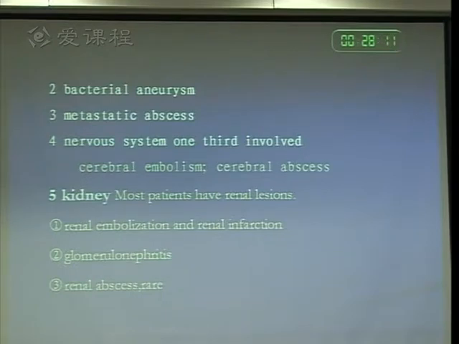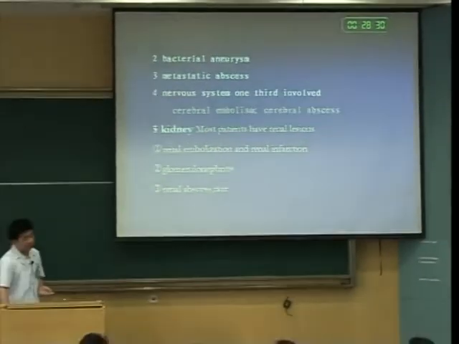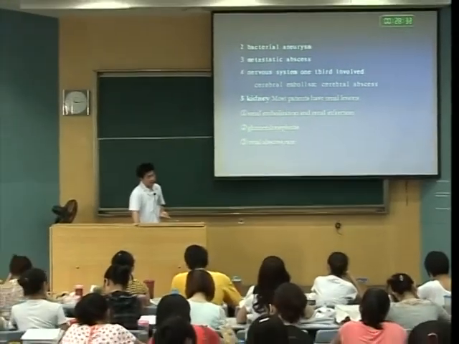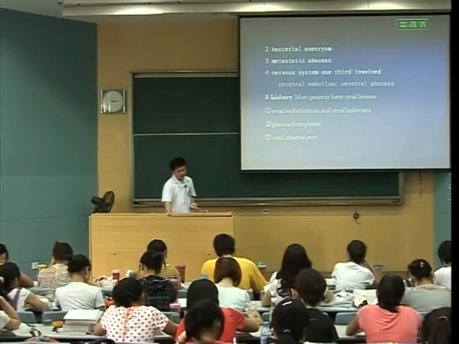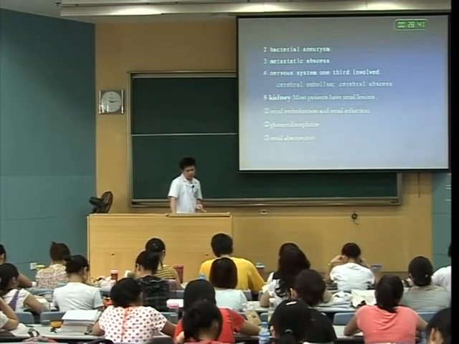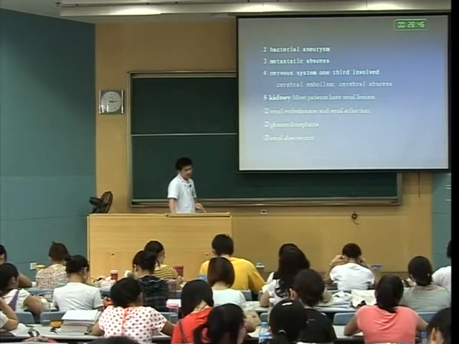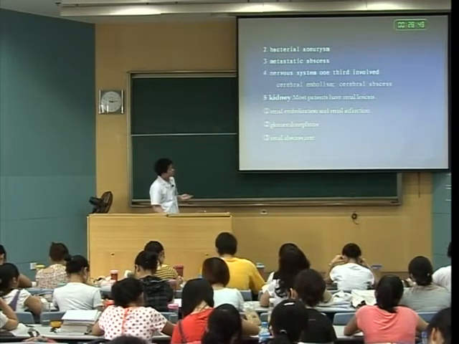The others are the nervous system. About 1/3 of patients have nervous system lesions, such as cerebral embolism and cerebral abscess. But for the kidney, it could be caused by the microorganism. Most patients have renal lesions, like renal embolization and renal infarction, and renal abscess.